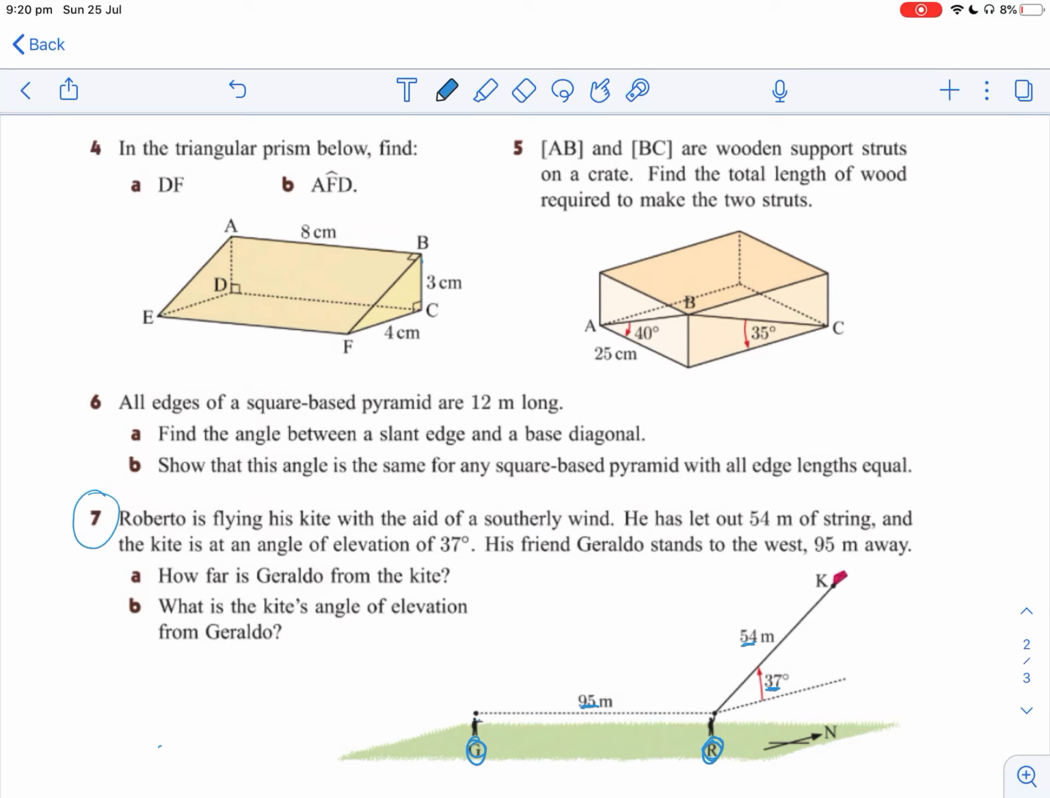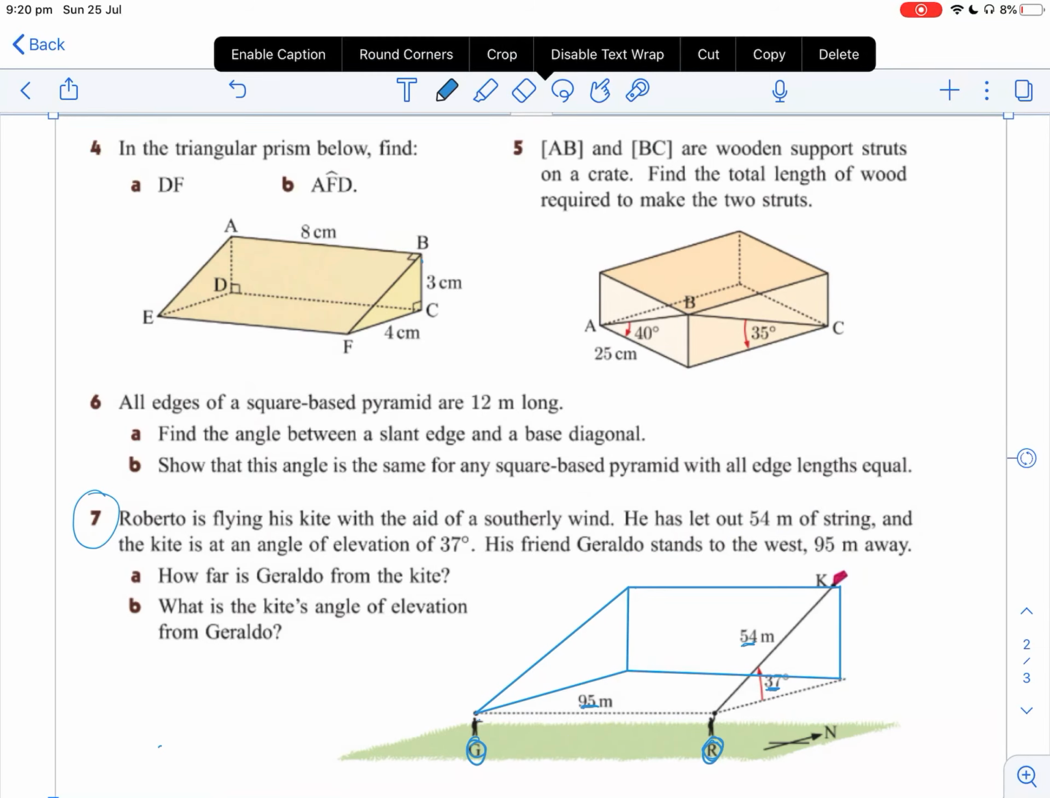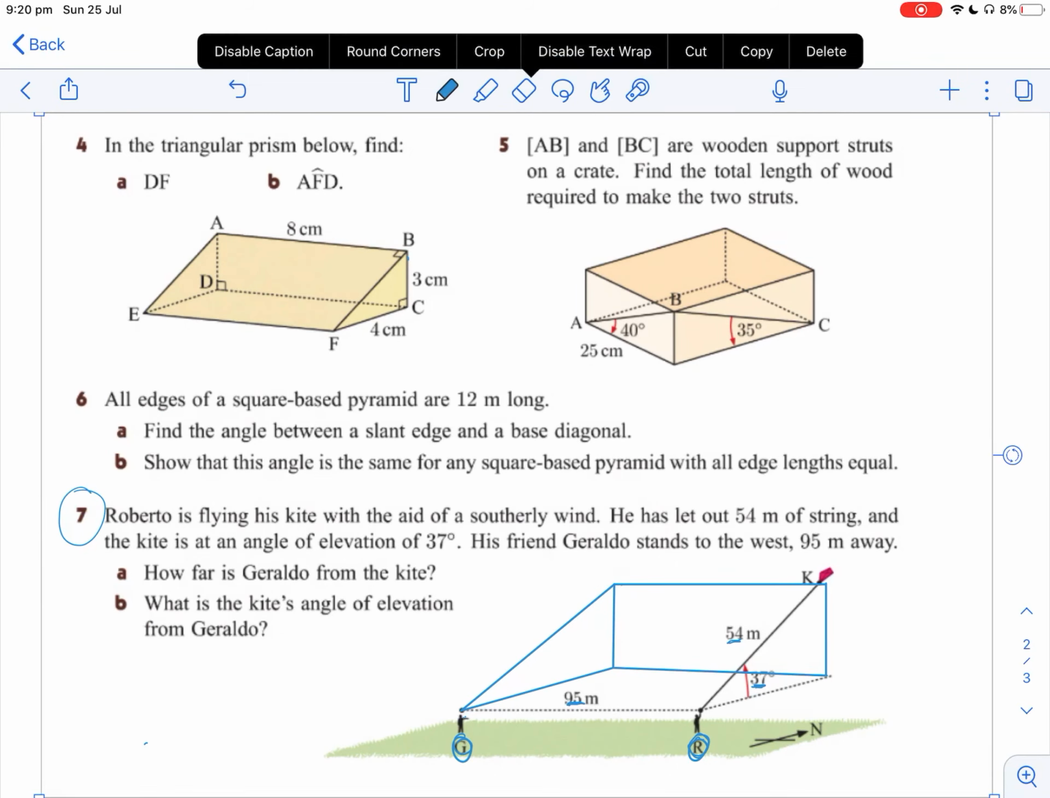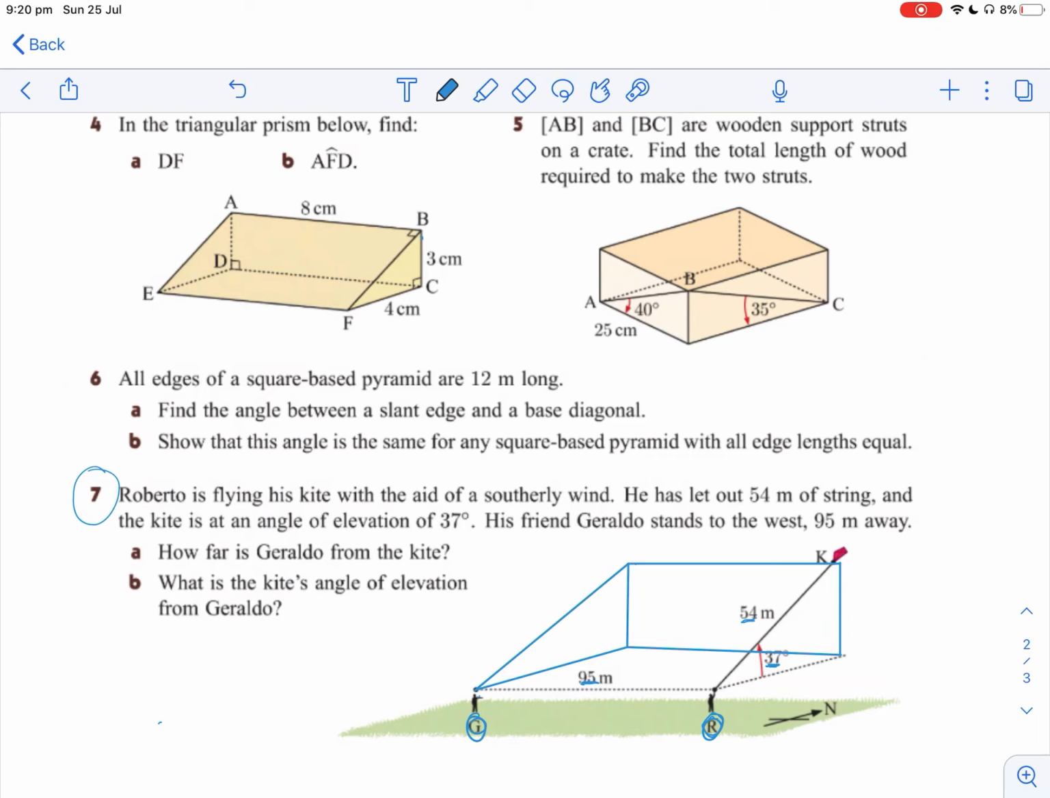So if I show you a bit more like this, you can see that this question is actually the same shape as question 4 up here. You can see that they're both triangular based prisms. So we are trying to find how far Geraldo is from the kite.